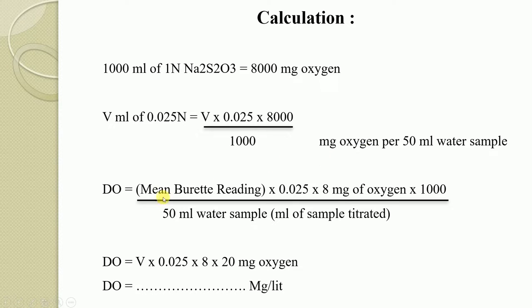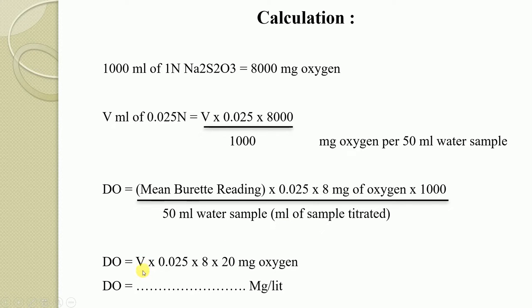Now dissolved oxygen can be calculated by the formula: mean burette reading into the concentration of the sodium thiosulfate we have used, into 8 milligrams of oxygen, into 1000, because whatever result we have to write, we have to express it per liter. So here we are multiplying it by 1000, divided by the 50 ml of sample. Why 50? Because that is the ml of sample used for the titration. So you can minimize the formula as follows.